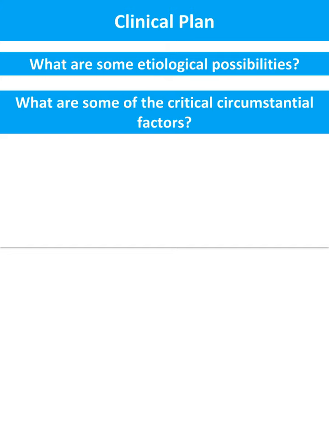Okay. So your clinical plan. What are some possible etiological agents, bearing in mind her clinical signs and where she is geographically? And then finally, what are some of the critical circumstantial factors? Pause and think to yourself.